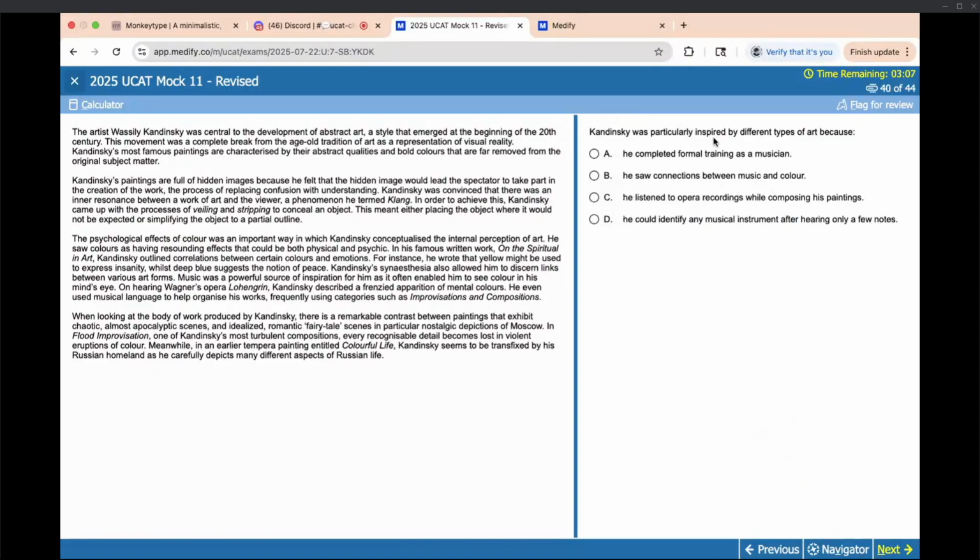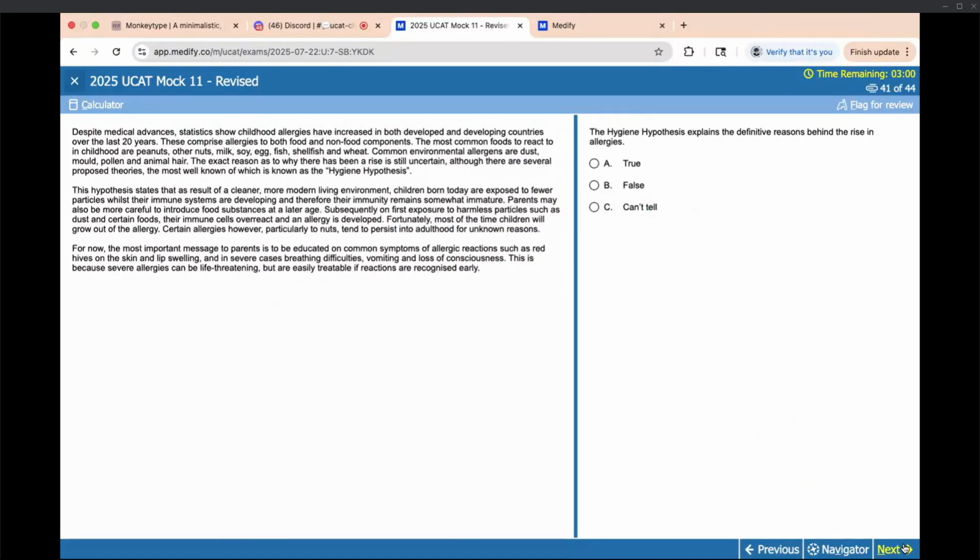Particularly inspired by different art because he thought connections. But this is like the same question, no? He definitely saw that. That was the same question as the question before it.